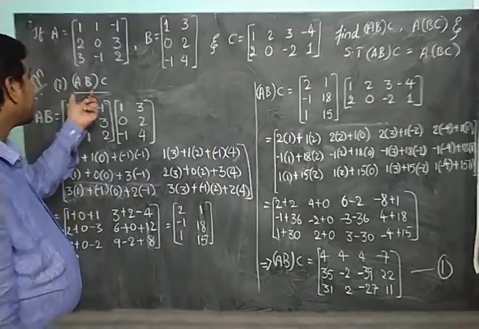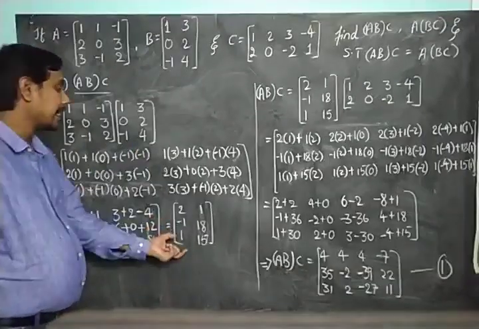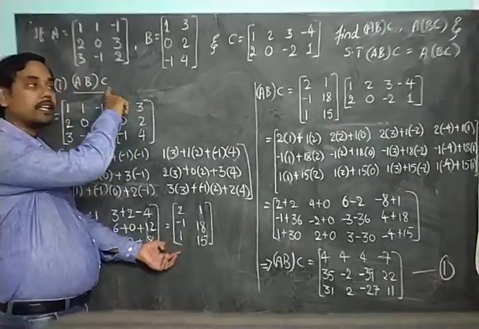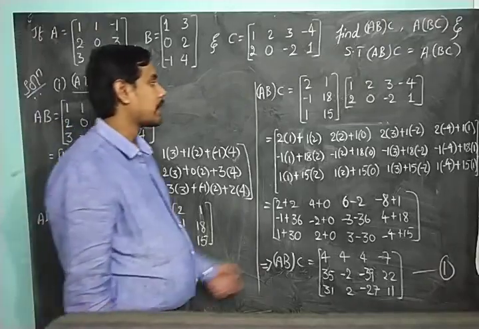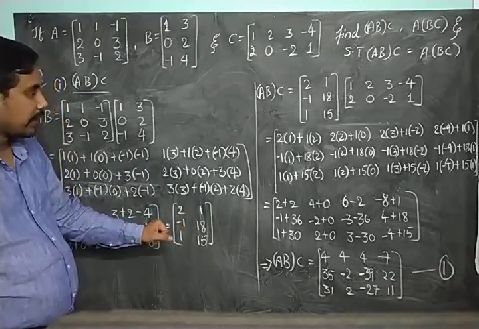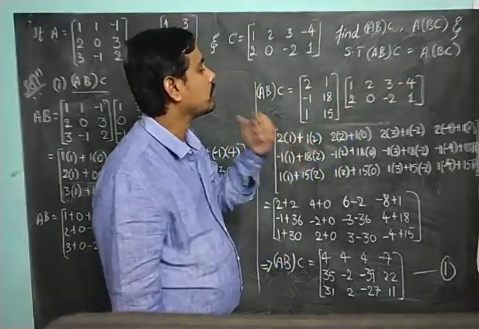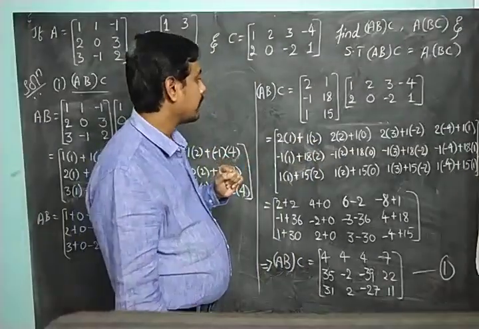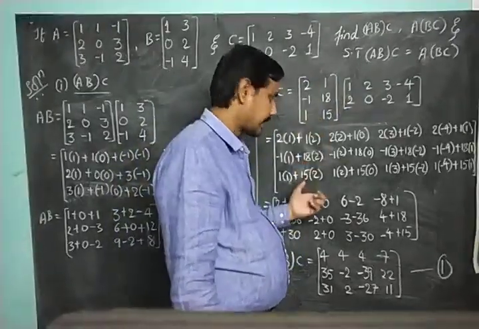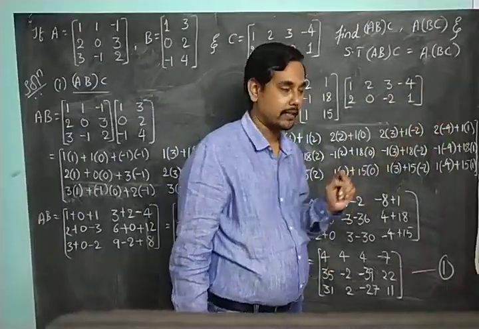In order to find AB into C, first we needed to find AB, which we have already found. Now this AB is to be multiplied with C. AB is 2, 1, minus 1, 18 and 1, 15, which I kept here. C is given as 1, 2, 3, minus 4, 2, 0, minus 2 and 1. Now each row should be multiplied with each column. Here 3 rows are there, so you will get 3 rows. There are 4 columns, so you will get 4 columns.